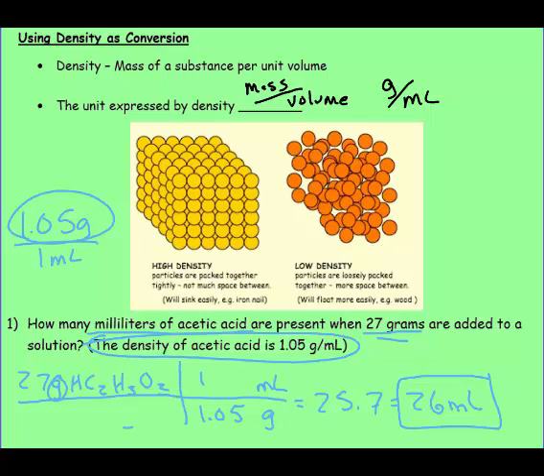We cannot use 22.4 on this problem because acetic acid is a liquid. It's not a gas at STP. So when they're giving you the density, there's a good chance you're not going to be able to use 22.4, or at least not for that part of the problem.